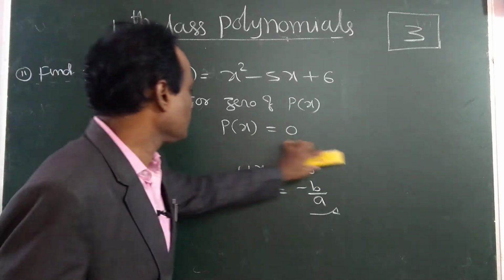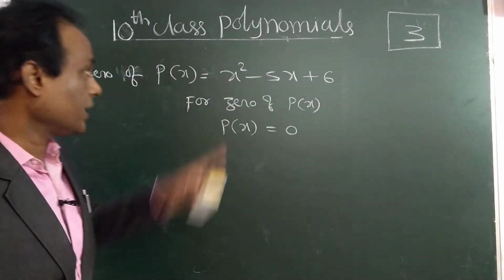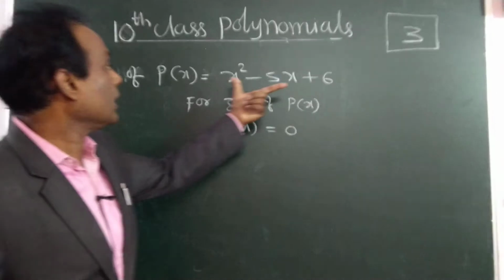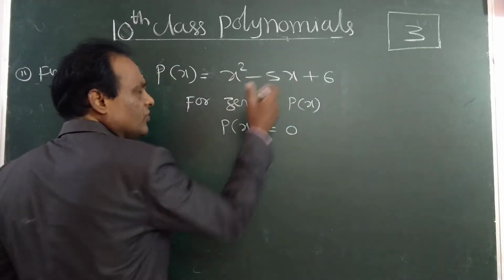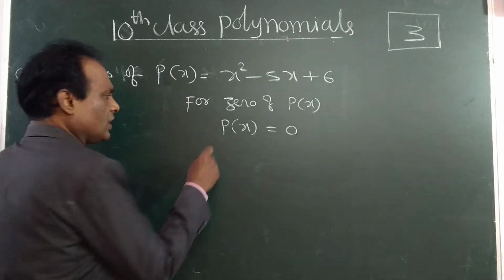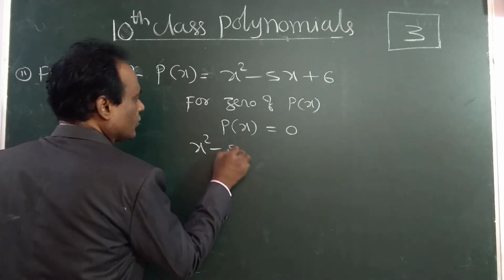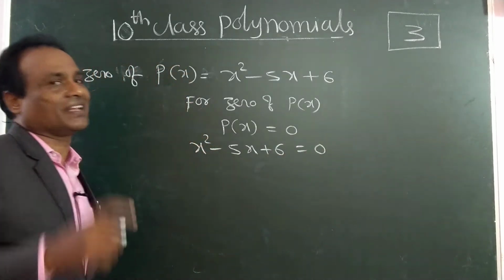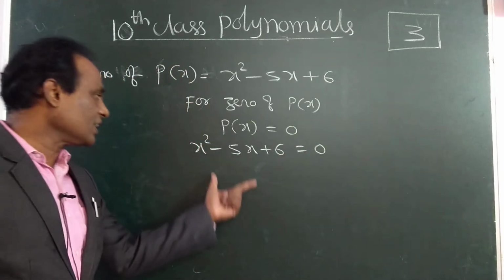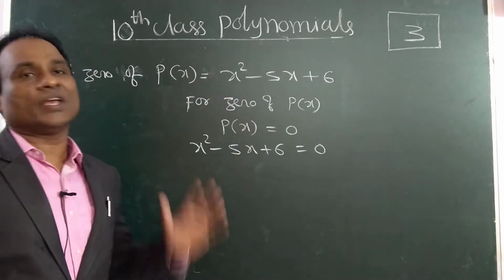Okay, see here. This is very important. So the zero of the polynomial means the polynomial should be equated to 0. So when this will be 0, that we have to find. See, what is the polynomial? x square minus 5x plus 6 is equal to 0. Now this is a quadratic equation. So solving the quadratic equation you studied in the lower classes.